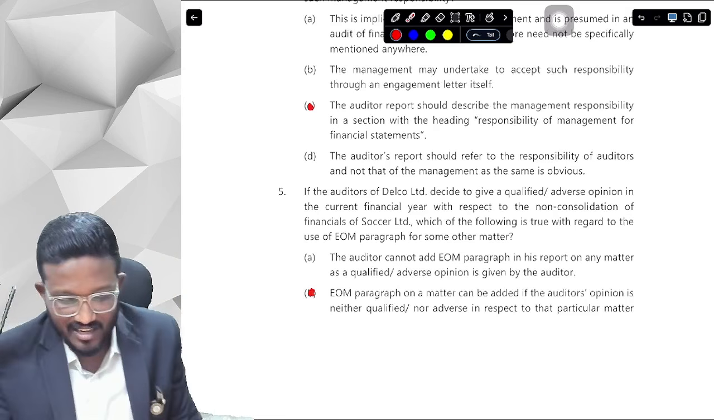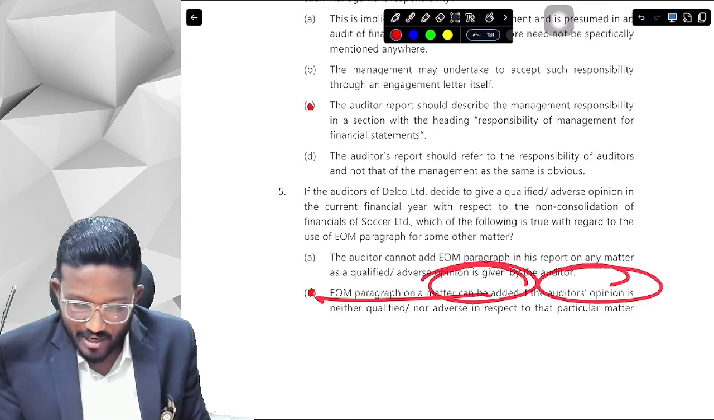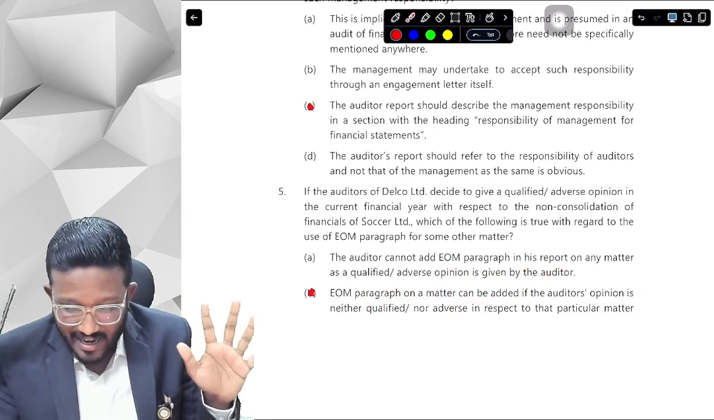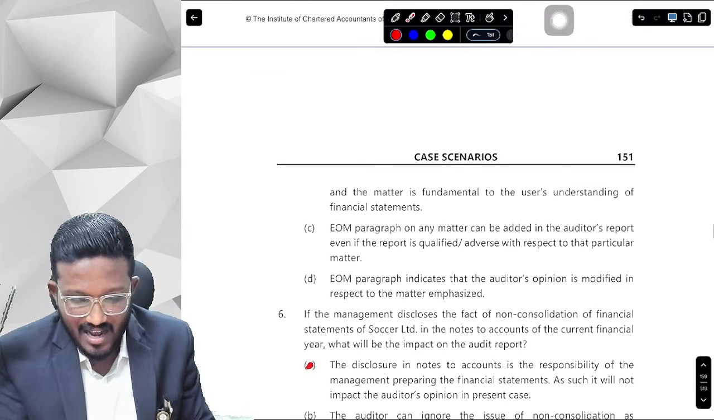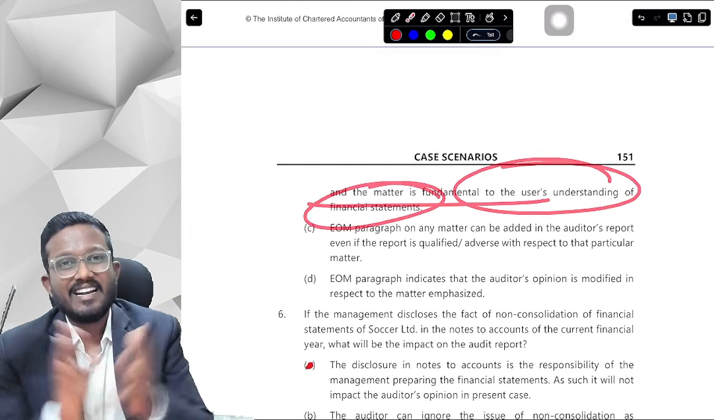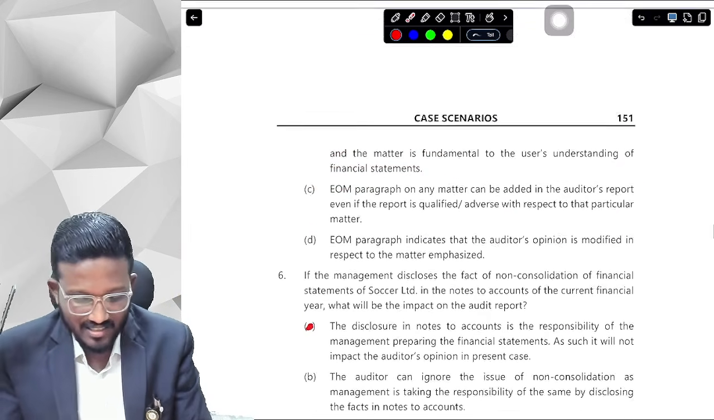There is no restriction. So a paragraph on a matter can be added if the auditor's opinion is not qualified or adverse in respect of that particular matter, and the matter is fundamental to users' understanding of the financial statements. Okay, yes sir. Next is what sir?